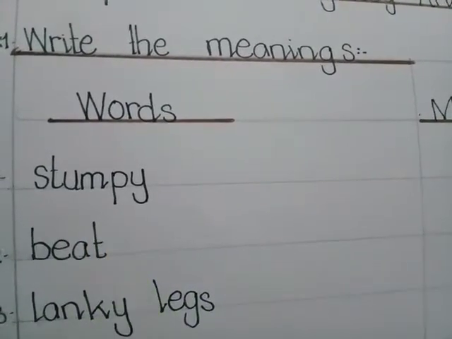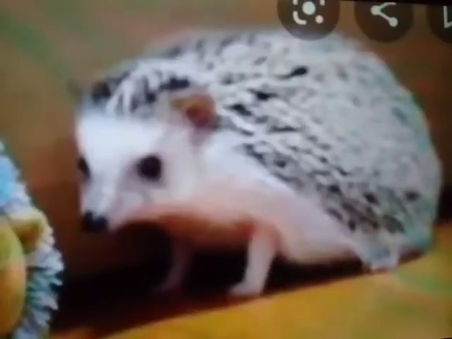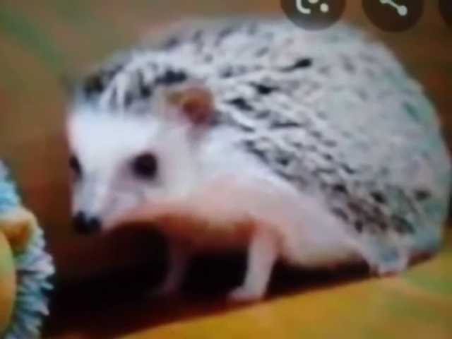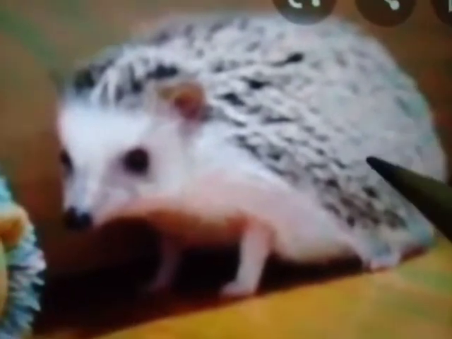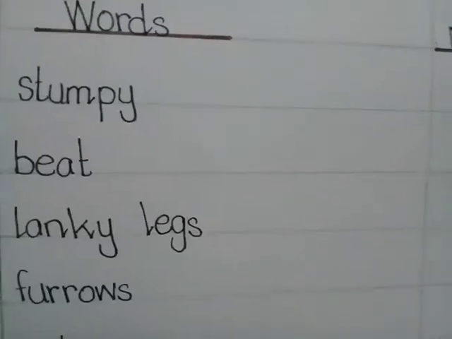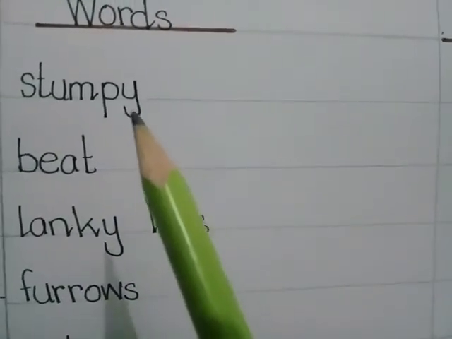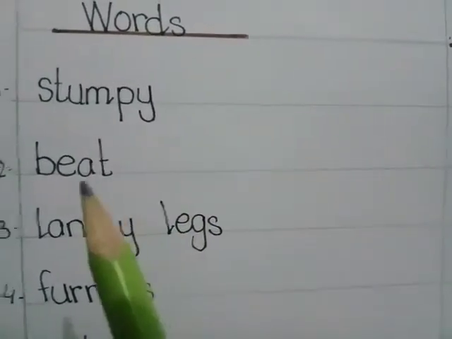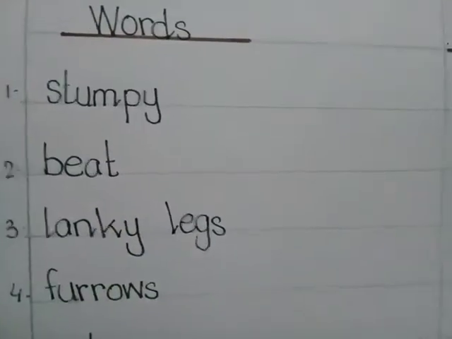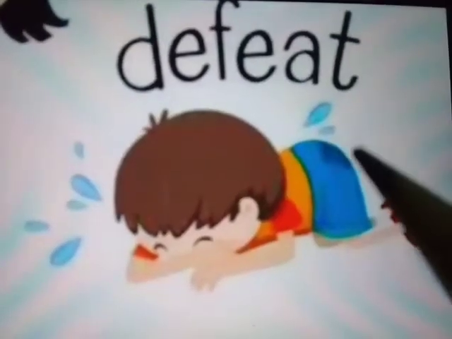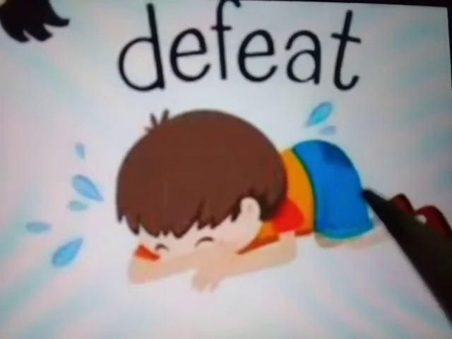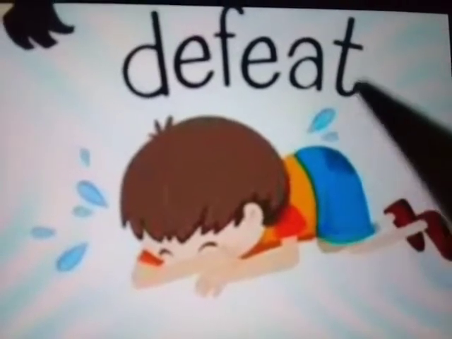First word is stumpy. What is the meaning of the stumpy? Stumpy means small and fat, like hedgehog. So what will be the meaning of the stumpy? Stumpy means small and fat. Now next word is beat. Beat means defeat. Like in this picture we can see the boy is showing the expression of defeat.